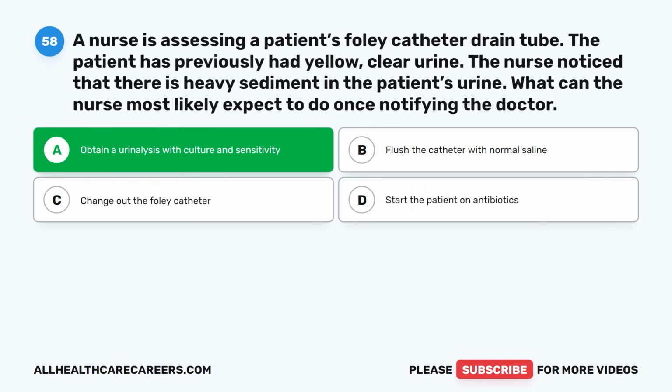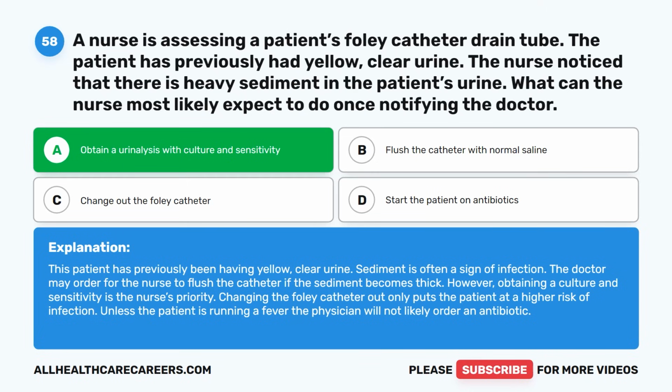The correct answer is A. Obtain a urinalysis with culture and sensitivity. This patient has previously been having yellow, clear urine. Sediment is often a sign of infection. The doctor may order for the nurse to flush the catheter if the sediment becomes thick. However, obtaining a culture and sensitivity is the nurse's priority. Changing the Foley catheter out only puts the patient at a higher risk of infection. Unless the patient is running a fever, the physician will not likely order an antibiotic.